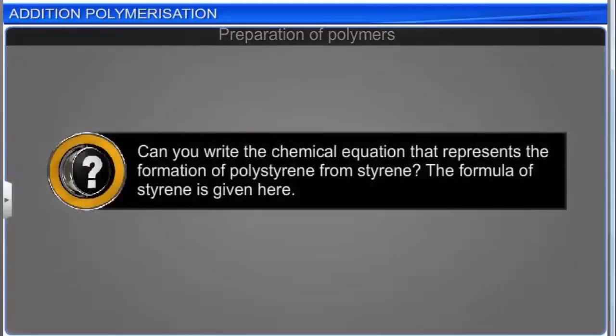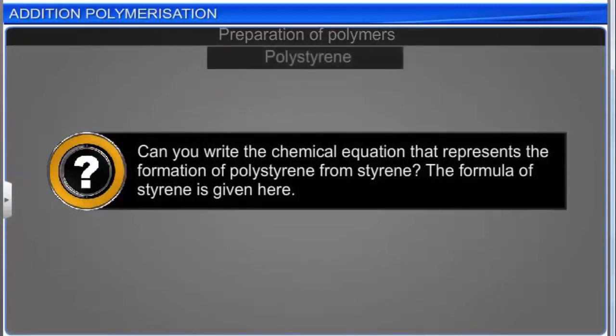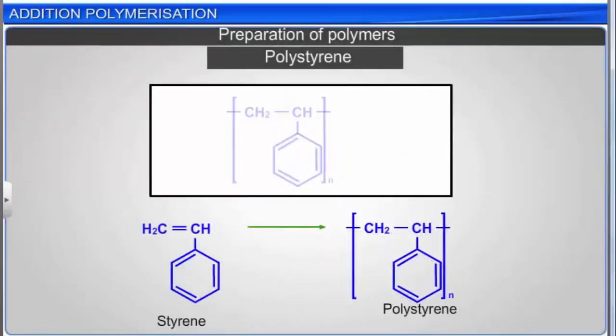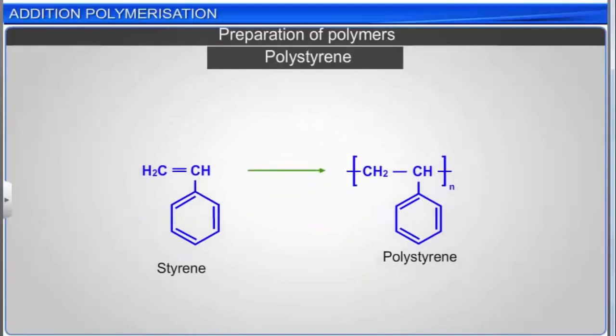Can you write the chemical equation that represents the formation of polystyrene from styrene? The formula for styrene is given here. Polystyrene is an addition polymer. This can be inferred from the carbon-carbon double bond in styrene. Polystyrene is commonly referred to as styrofoam.